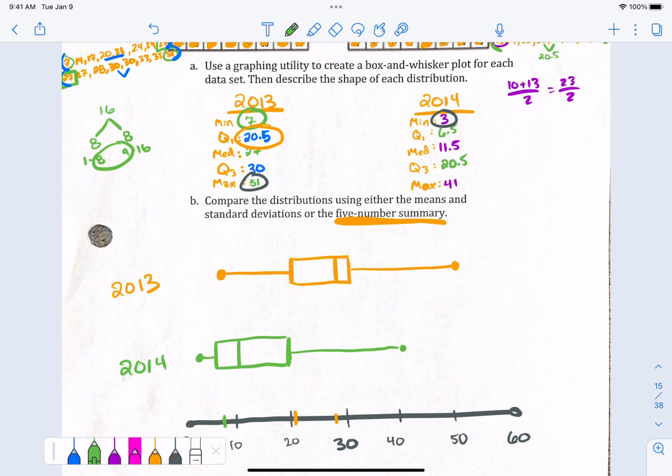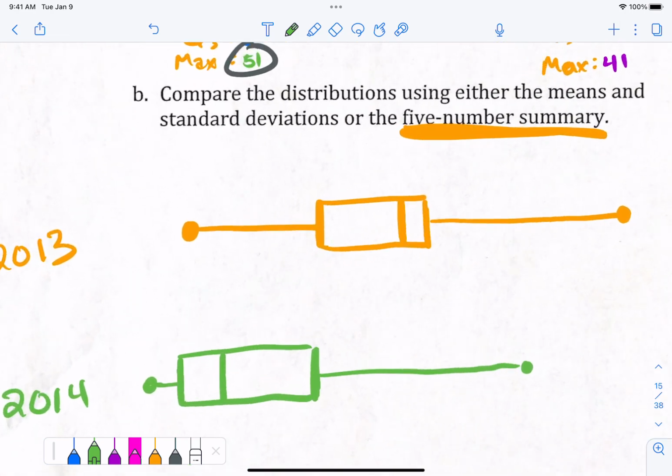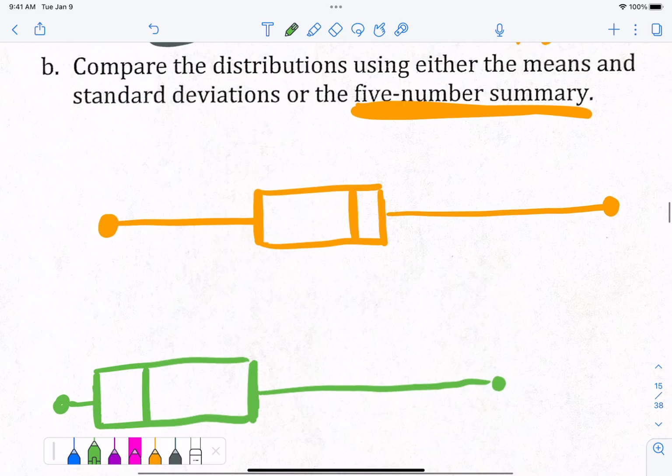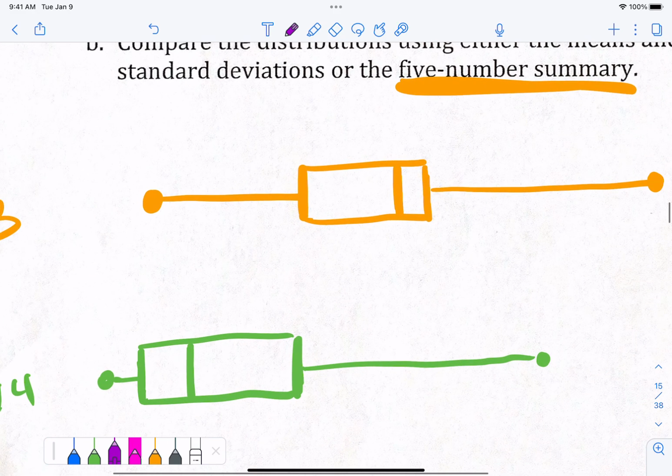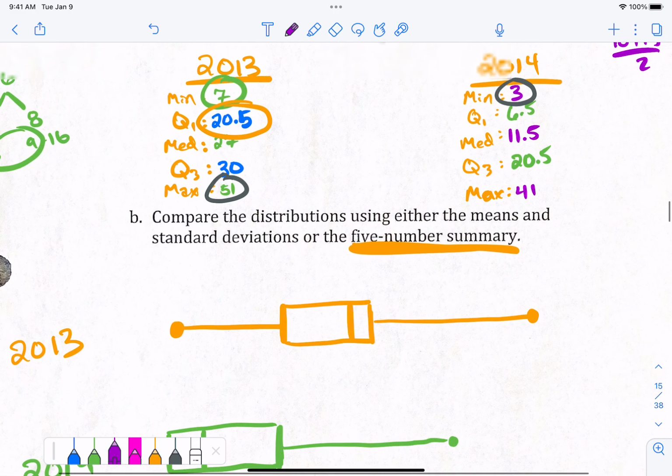Now, question. Before we talk about the distribution and how it's skewed, let's discuss this. You don't have to label these, I'm going to though. This is 7, this is 20.5, this is 27, this is 30, and this is 51, okay?